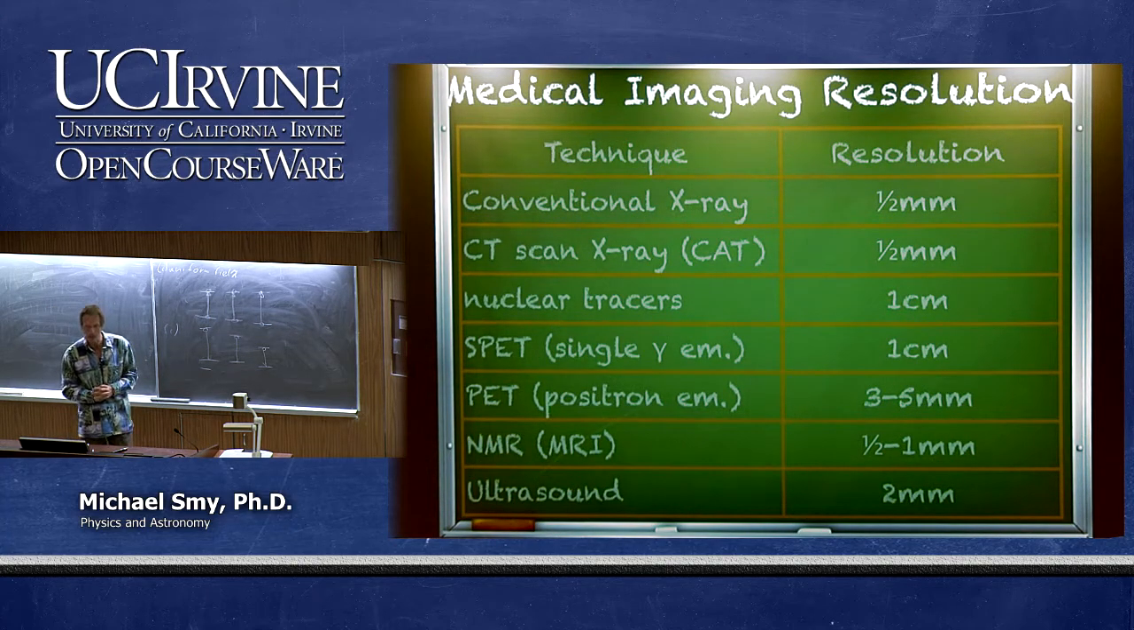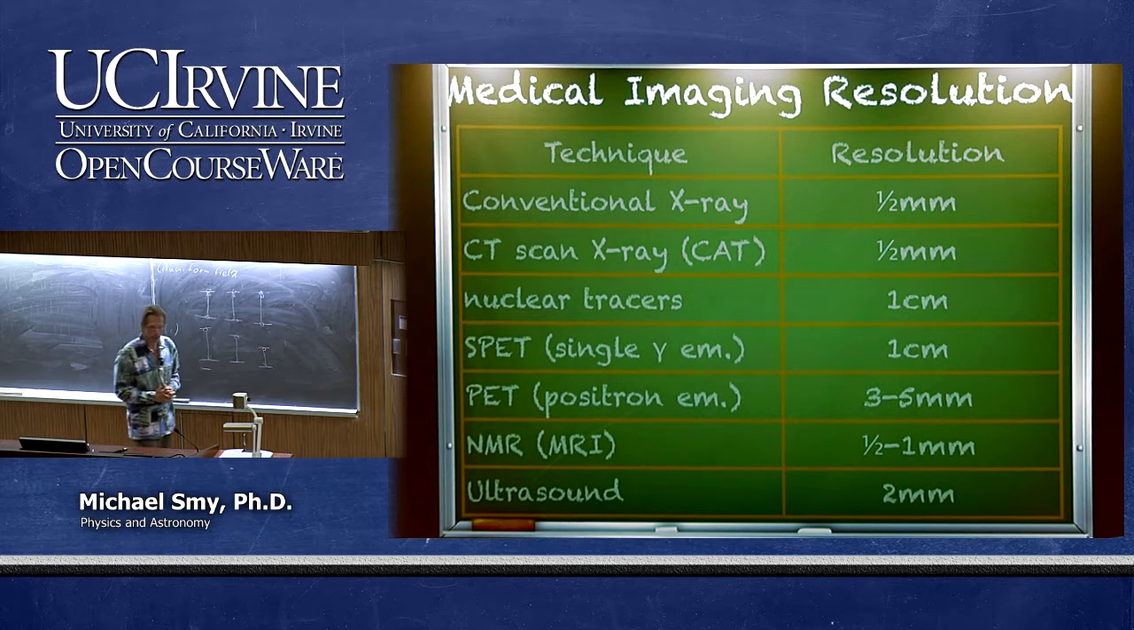So a conventional X-ray can give you resolutions up to 0.5 millimeter, or a CT scan can give you 0.5 millimeter. And nuclear tracers will give you 1 centimeter typically, for example, the SPECT. And positron emission will give you 3 to 5 millimeters. And the MRI can be pushed up to 0.5 millimeter. Ultrasound, by the way, gets you about 2 millimeters.